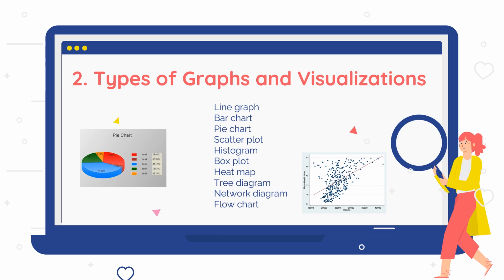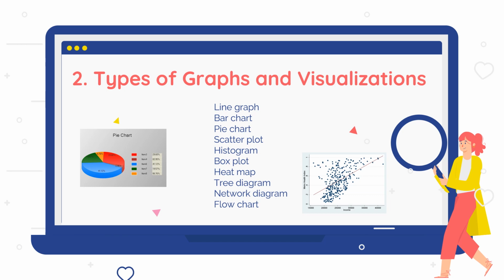Line graphs show how a variable changes over time. Bar charts compare values across categories by using bars of different heights or lengths. The pie chart shows the proportion of different categories in a dataset as slices of a circle. The scatter plot shows the relationship between two variables by plotting them on a two-dimensional graph.